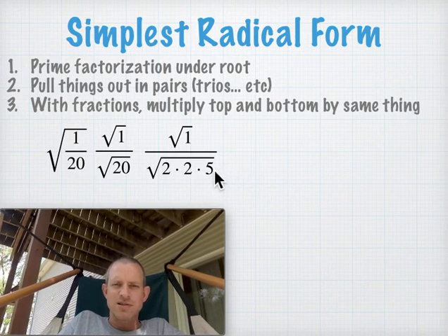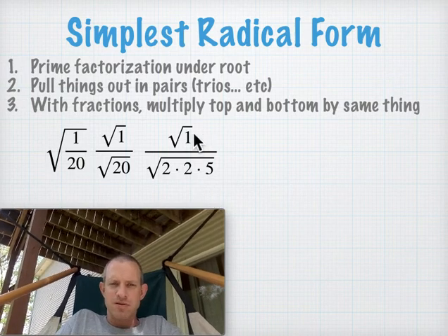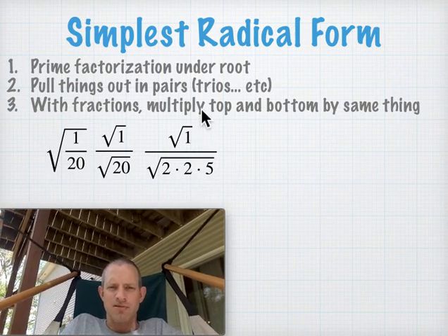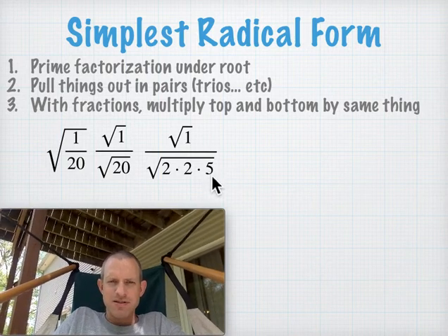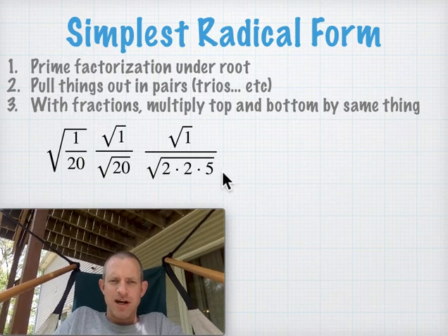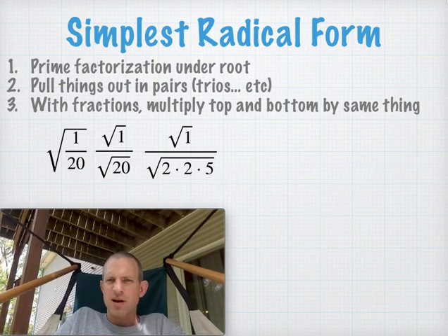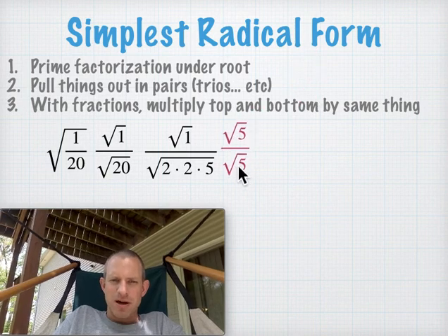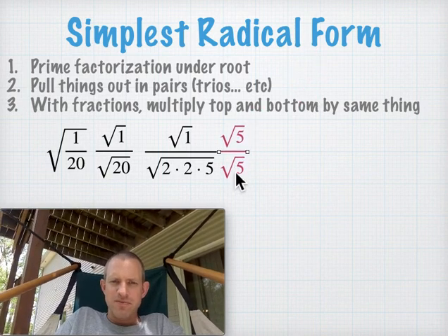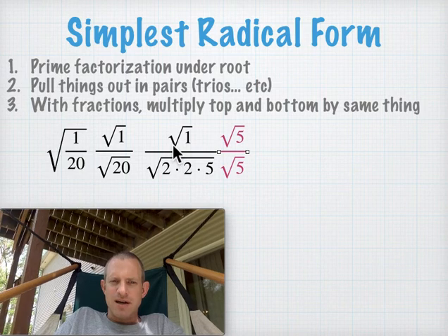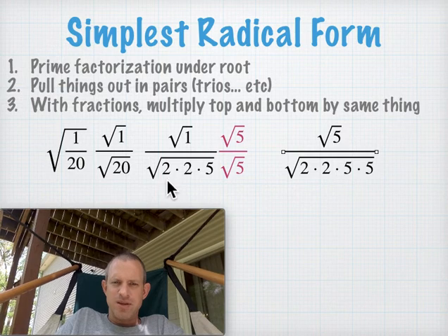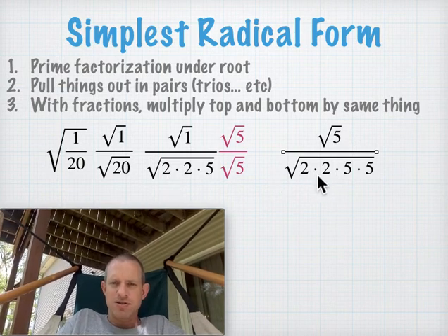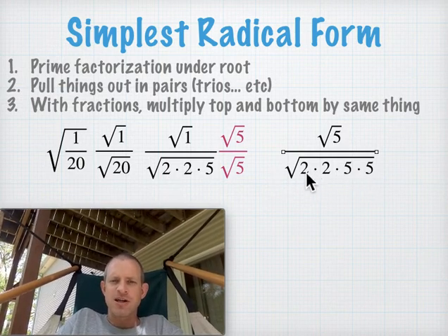And so I need to have another 5 factor on the bottom to make sure that the bottom is clean. The top usually ends up with a radical on top, but the bottom cannot have one. And so to make this come out nicely, I need another factor of square root 5 on the bottom. And so I will multiply the top and the bottom by square root of 5 over 5. So if I do that, on top now I've got square root of 5, because 1 times 5 is just 5. And on the bottom I've got this nice expression, 2 times 2 and 5 times 5, and there's a pair in each of those.